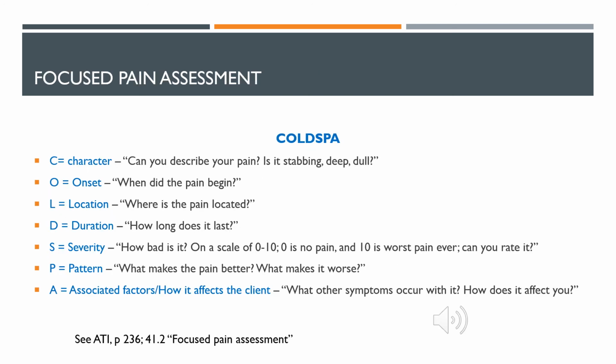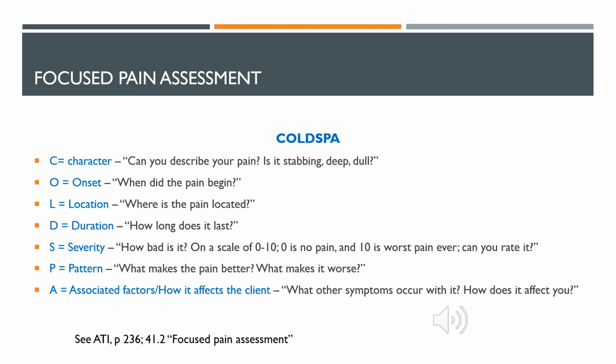Get very comfortable with this mnemonic, this COLD SPA mnemonic. It is a way that you are going to use to assess your client's pain. So when you ask your client, do you have pain? And he or she says yes, then you will go through these questions. Can you describe your pain? Is it stabbing, deep, or dull? That's character. Onset, when did the pain begin? Location, where is the pain located? D is for duration, how long does it last?